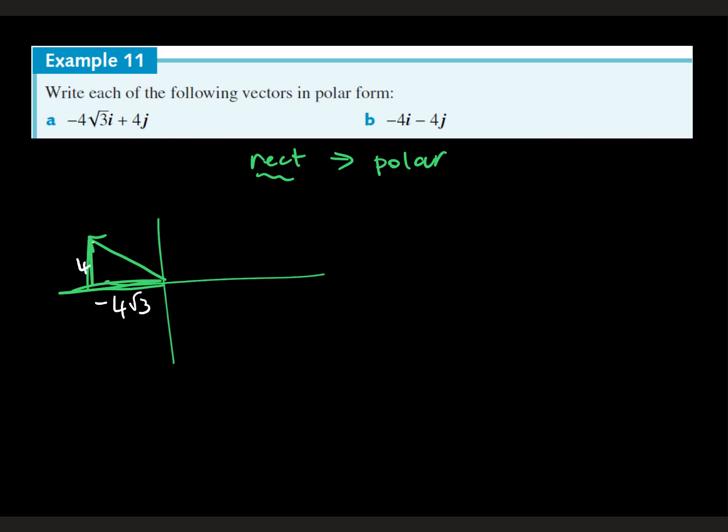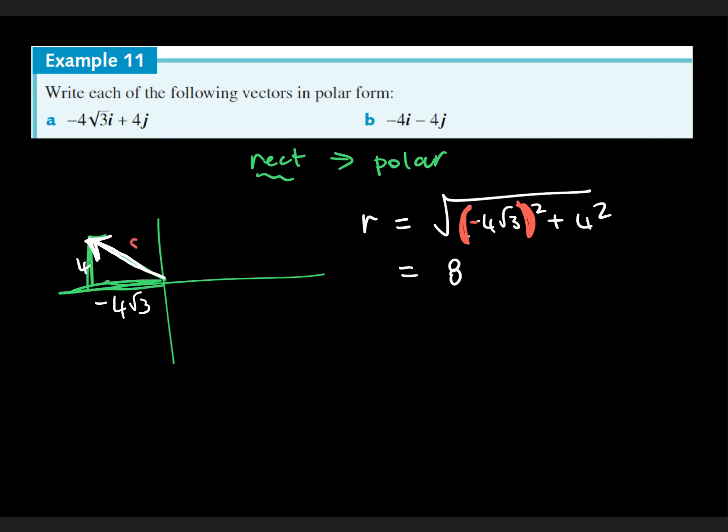What I really want to know is the length of this. So how am I going to work that out? I'm going to use Pythagoras, and that will give me the magnitude of the vector. So it's going to equal the square root of negative 4 root 3 squared plus 4 squared. And that gives me 8. Now I shouldn't really need to say at this stage, but if you're just typing that in your calculator, you need to put the brackets around all of that. Otherwise, it won't include that negative in what you're squaring. So just keep that in mind, otherwise you'll make mistakes.